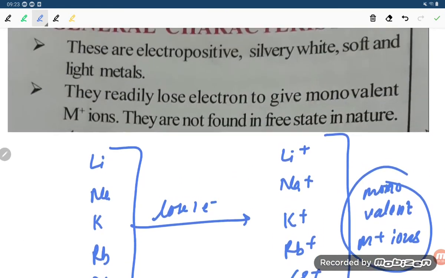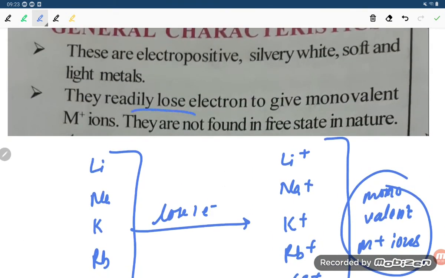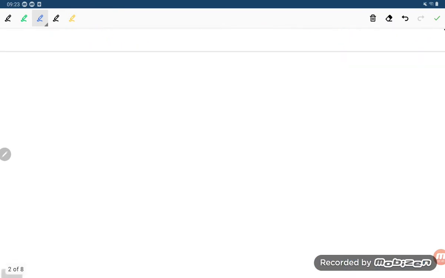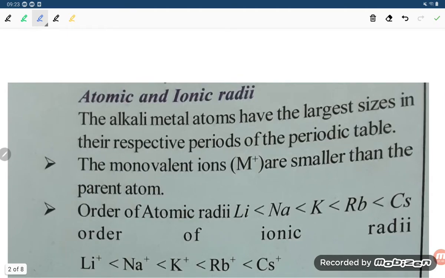Now, next point: they are not found in the free state in nature because they are very reactive.